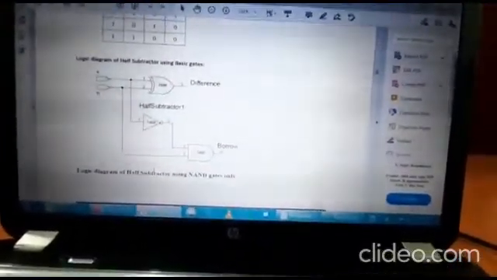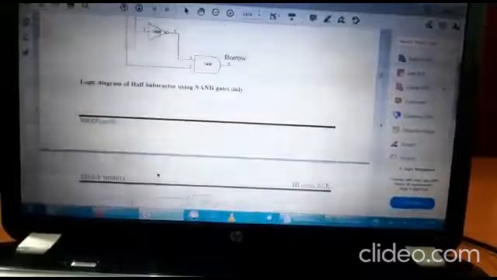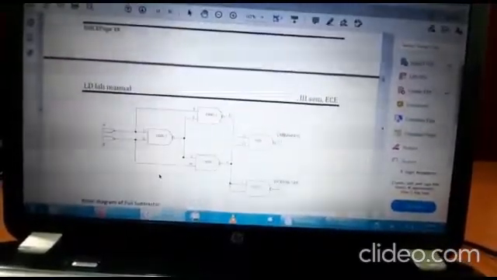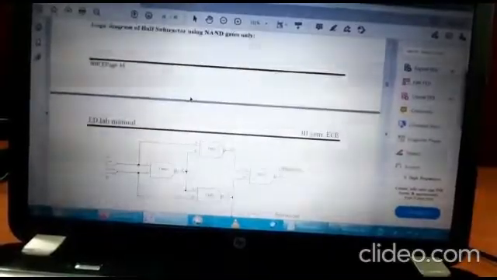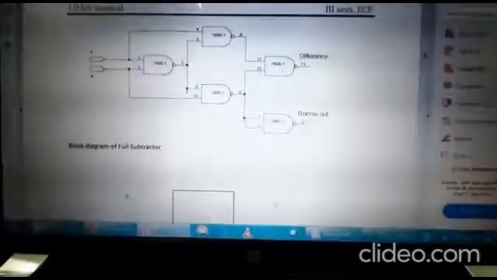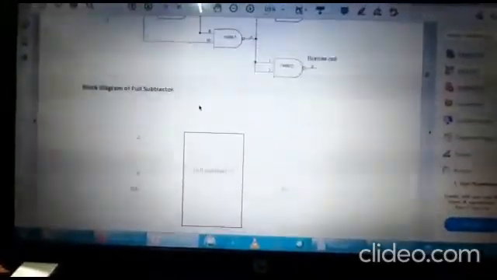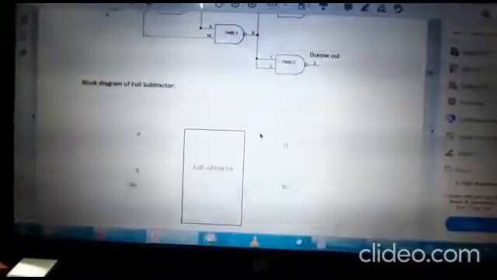Now coming to the half subtractor using logic gates, if you see the truth table, you will be able to see the difference where you are giving the inverted input. So this is the realization of the half subtractor using NAND gates, the same way we have done for the half adder.